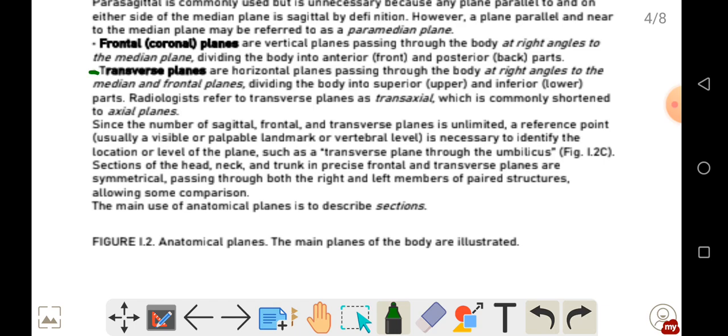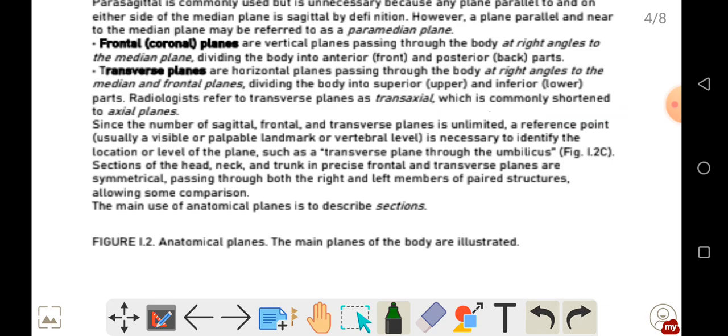So now we'll look at transverse planes. Transverse planes are horizontal planes passing through the body at right angles to the median and frontal planes, dividing the body into superior, which is upper, and inferior, lower. We'll also look at this in the diagram. Radiologists refer to the transverse planes as transaxial, which is commonly shortened to axial planes.